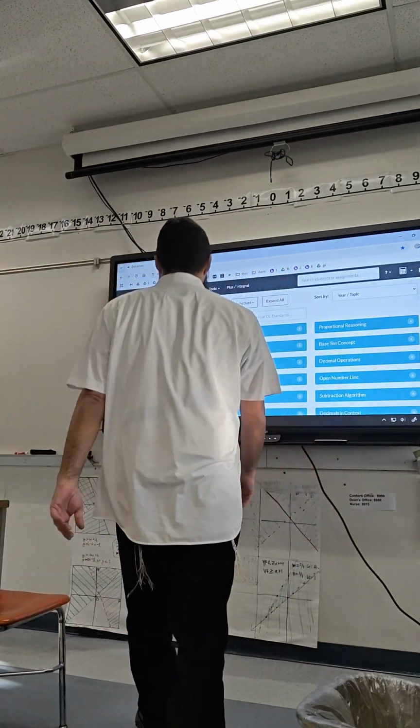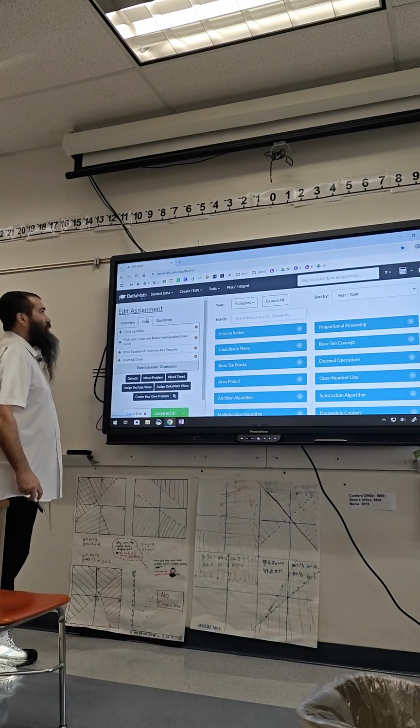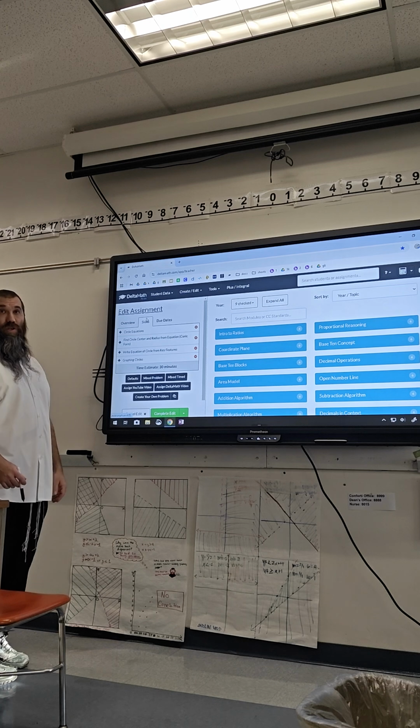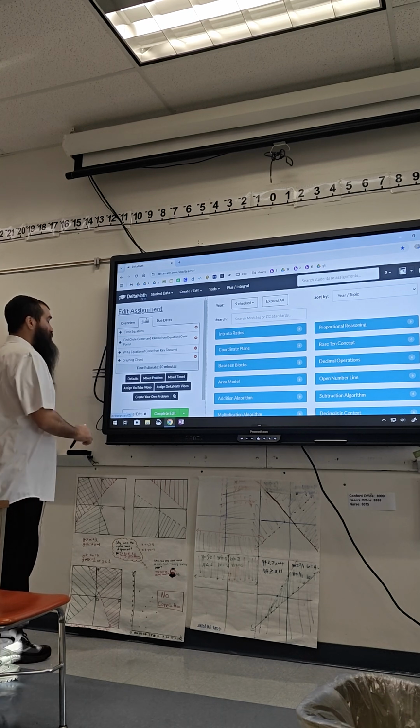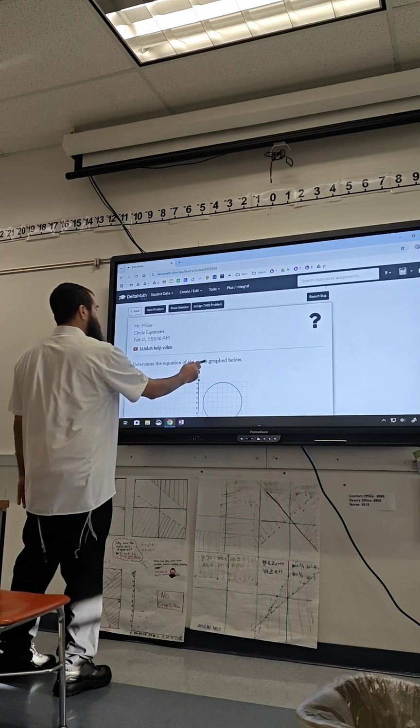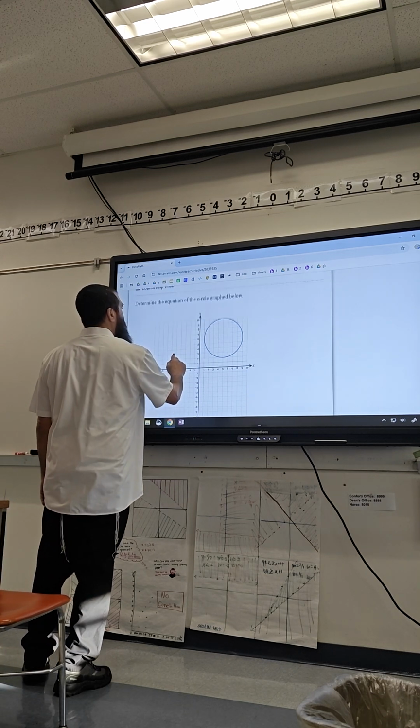Okay, so there's four kinds of problems, circle equations, all right? This is for your NJGPA. The first one is, they're all mostly circle equations. Determine the equation of the circle graph below.